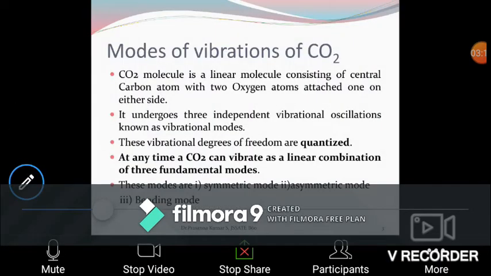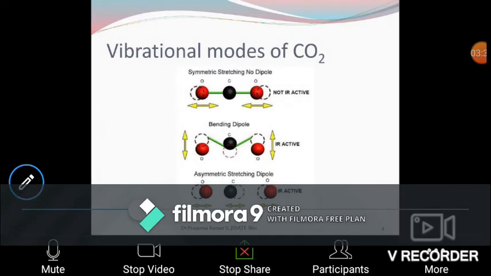Now this carbon dioxide molecule has three modes of vibration. The molecule is not simply static; it is vibrating about its mean position, so it has three kinds of vibration. I'll show you that diagram. This is the vibration of carbon dioxide. In one vibration, the carbon atom is at the center, and the two oxygen atoms vibrate to and fro while the carbon stays stationary. That is the symmetric stretching mode.